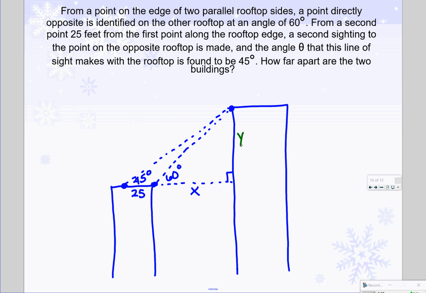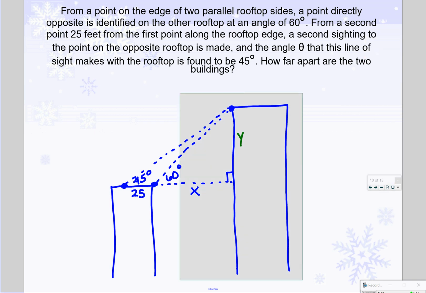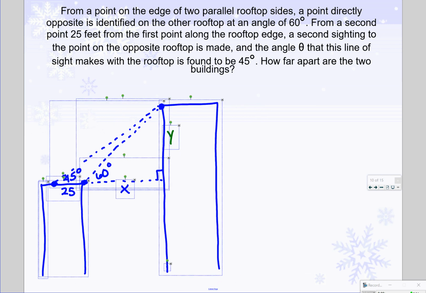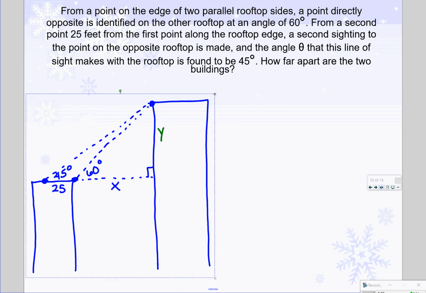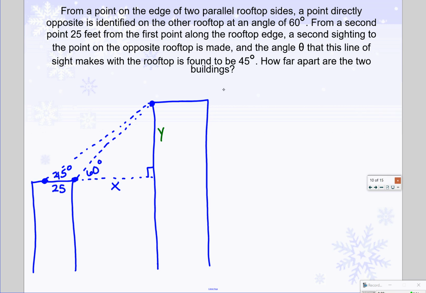How are y and x related to 60 degrees? We're talking about our relationships between sides and angles. Opposite, adjacent, hypotenuse. How are y and x related to 60 degrees? It's going to be a tangent, right? Because y is opposite and x is adjacent. So tangent 60, I'm going to set that up. Opposite over adjacent. Okay, so that's the little triangle that we just looked at.